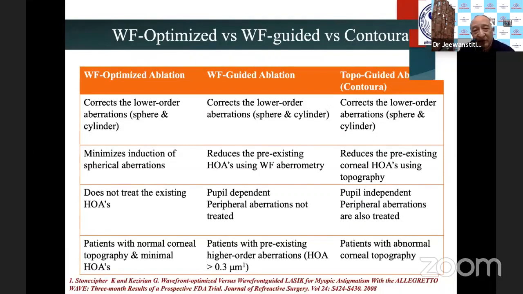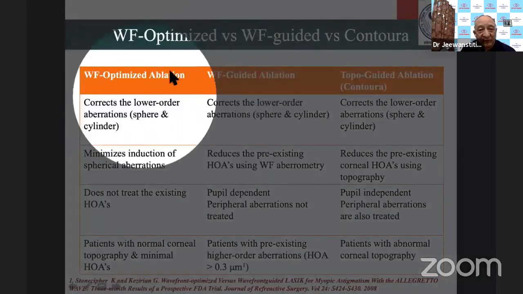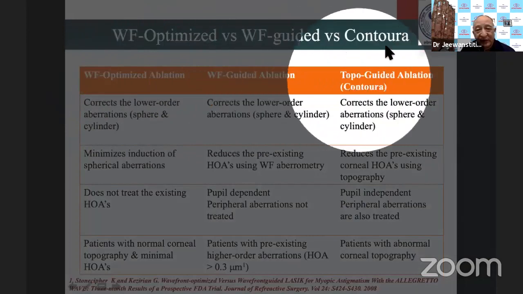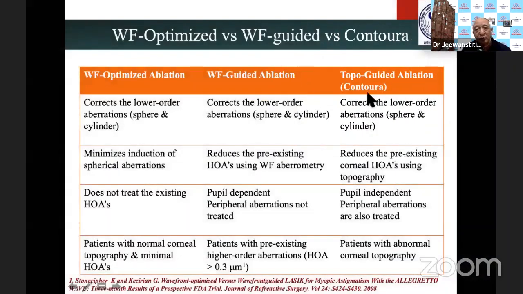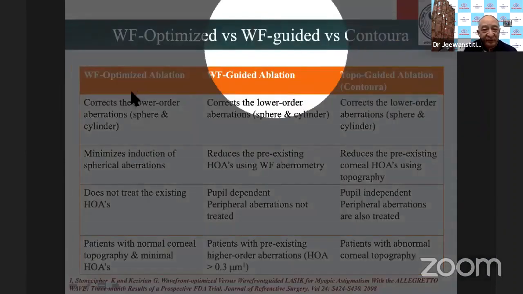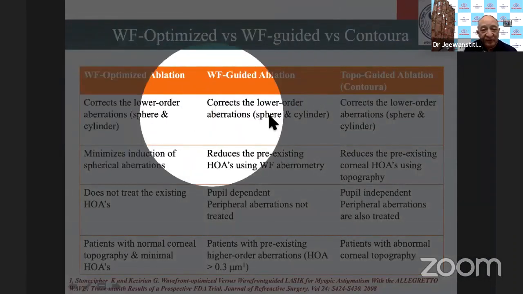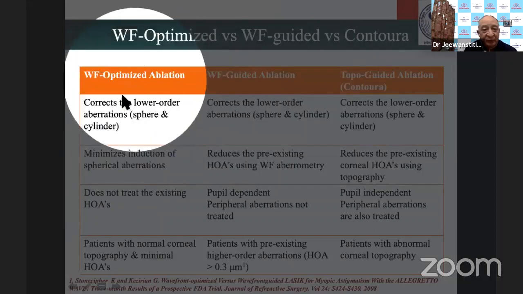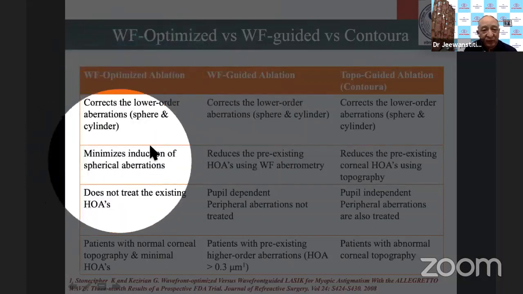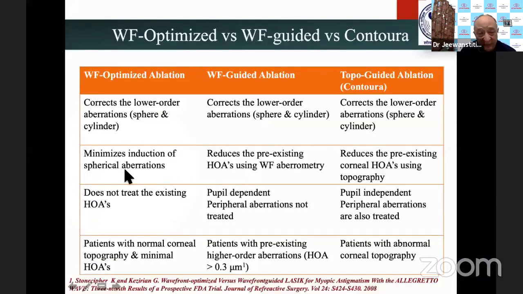Now a little bit on the type of ablation we do for our LASIK patients. You all know we have wavefront optimized ablation, wavefront guided ablation, and now people talk about Contoura Vision or topo guided ablation for these patients. If you look at all these ablations, they all correct lower order aberrations, sphere and cylinder, while wavefront optimized will give you minimal induction of spherical aberration. It doesn't take care of existing aberration, but it doesn't induce aberration after you ablate the cornea in these cases.